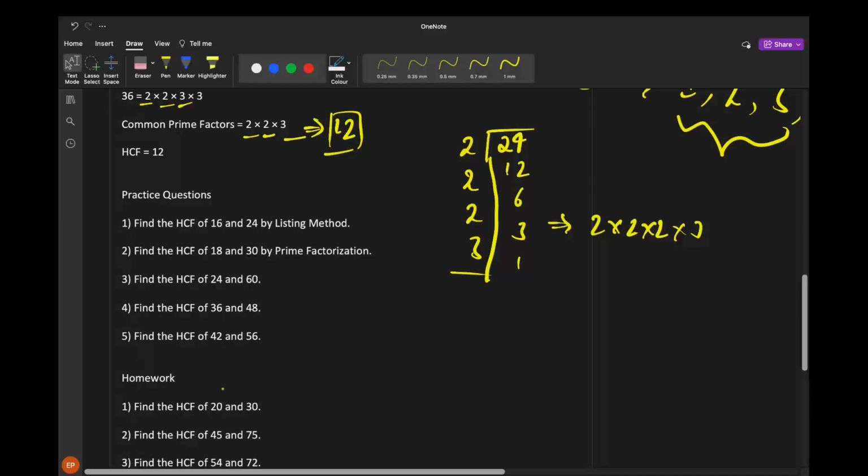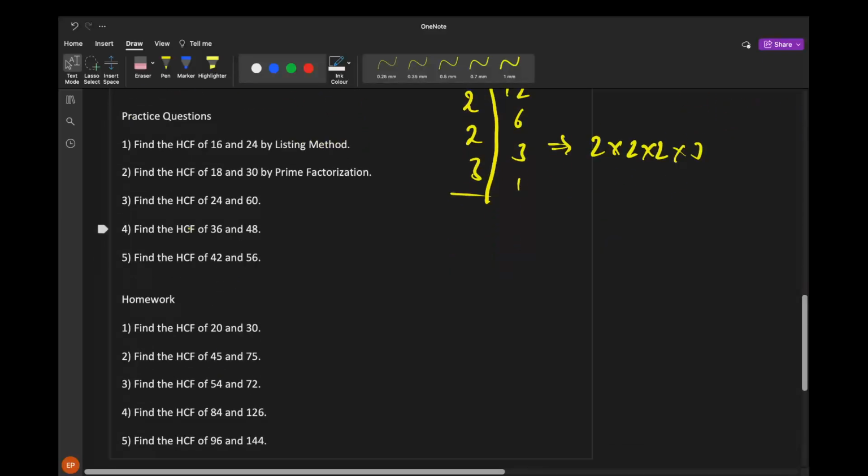And here are some practice questions. Find the HCF of 16 and 24 by listing method. Listing method means first we have to find factors for 24 and 16. 16: 1 16, 2 8, 3 6 no, 4 4, that's it. 1, 2, 4, 8, 16 are the factors for 16.